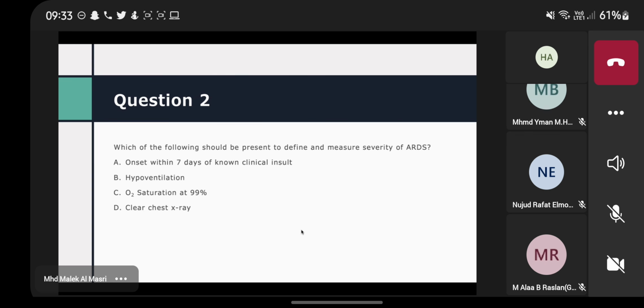Now moving on to the second question. Which of the following should be present to define and measure severity of ARDS? A. Onset within 7 days of known clinical insult. Yes, that is correct. It is part of the definition and assesses the severity.